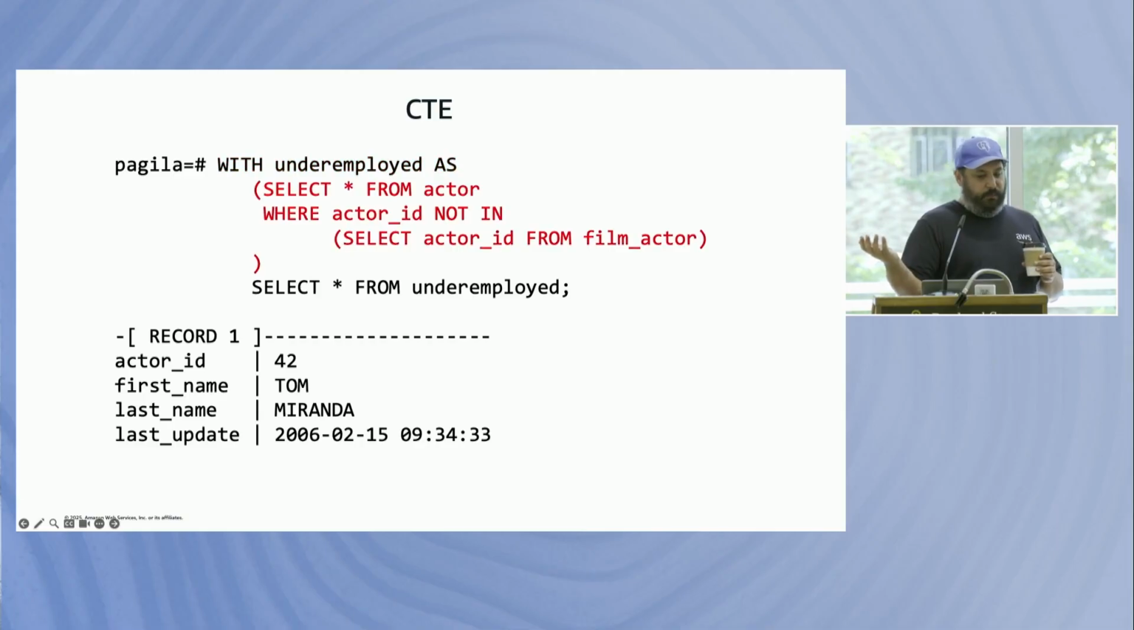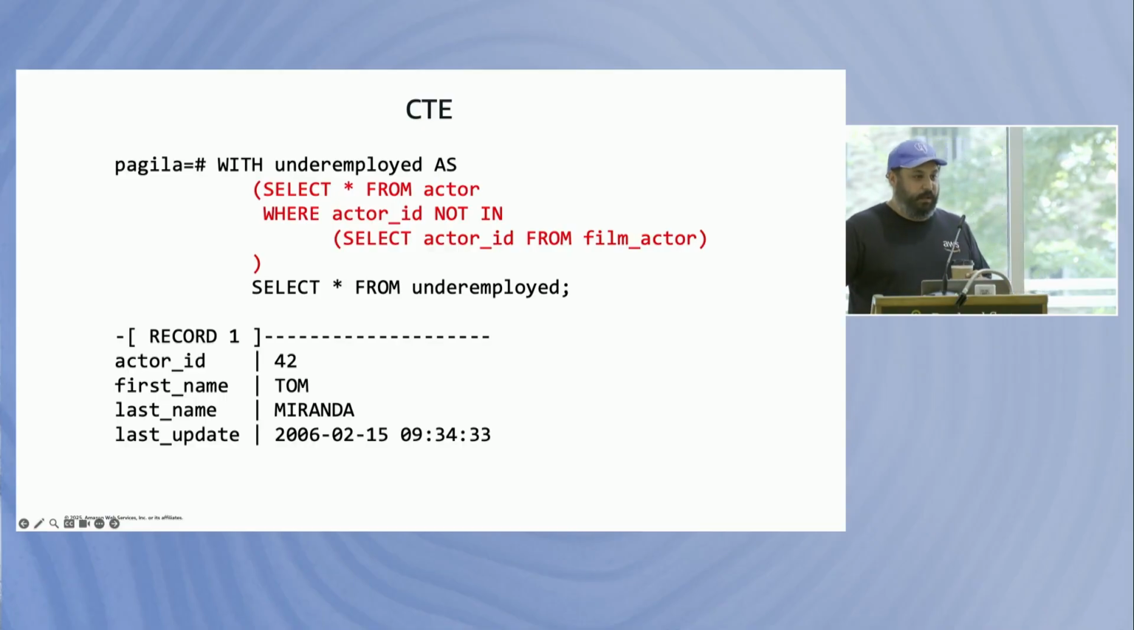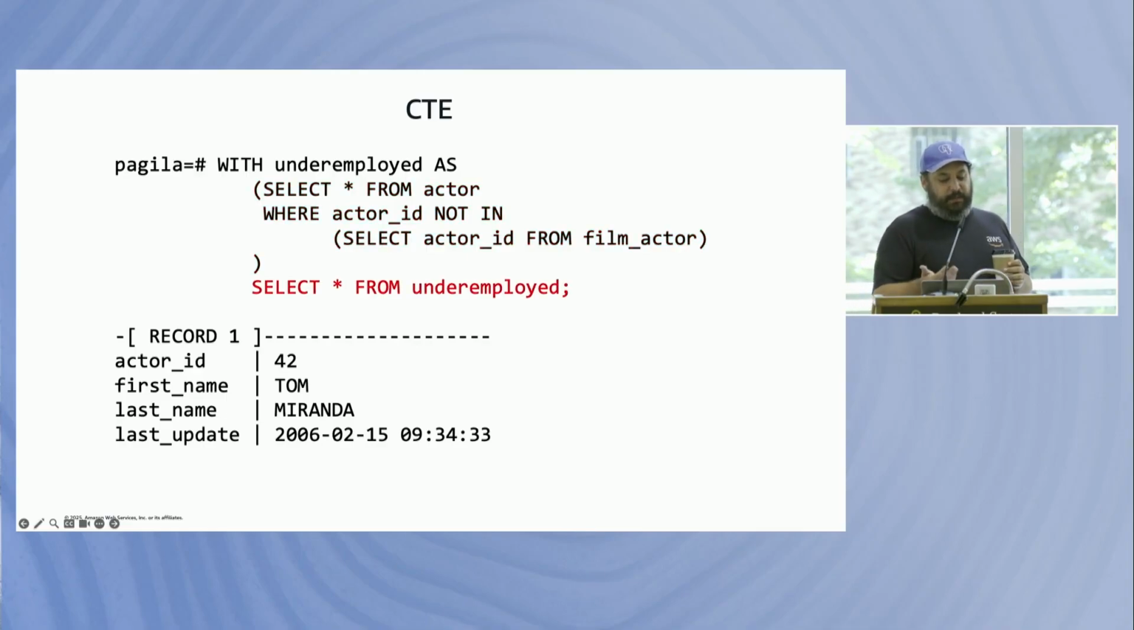which is pretty straightforward, right? I'm going to select all from the actor table where the actor ID is not in, select actor ID from film actor. So if an actor has never been in a film, he's underemployed. He should do more work. And in this case, then I select back from the CTE that I have named underemployed. Just give me everything back. I get one record. It's Tom Miranda. His ID is 42. That's totally a random coincidence. I don't really have anything to say about that.